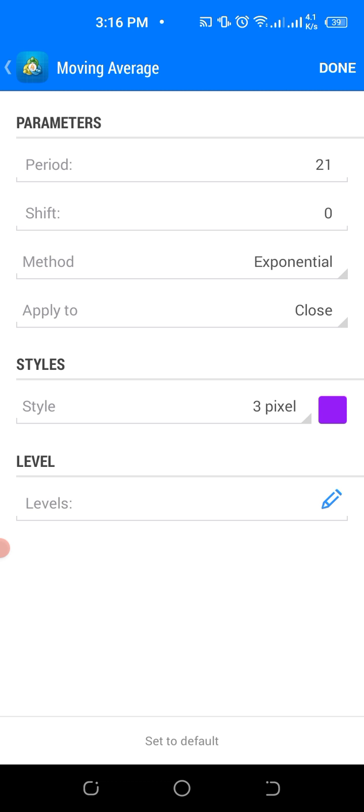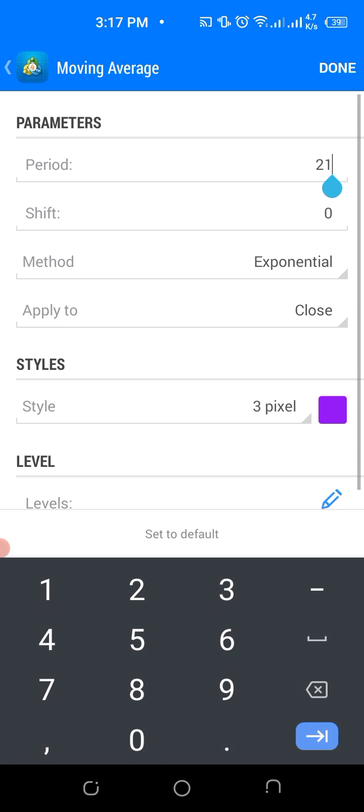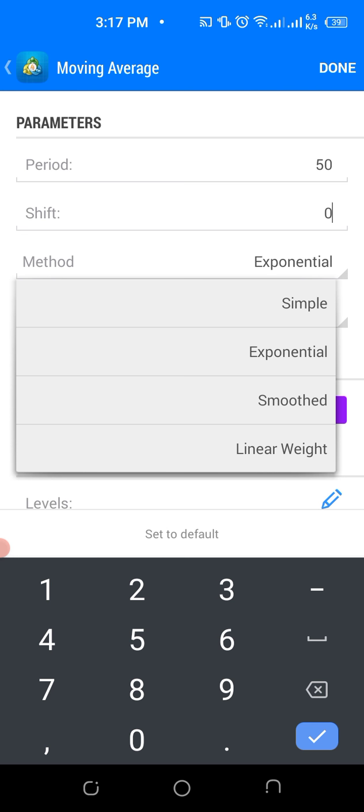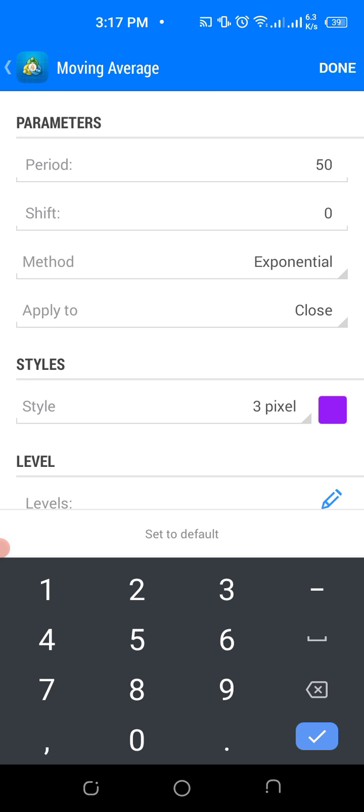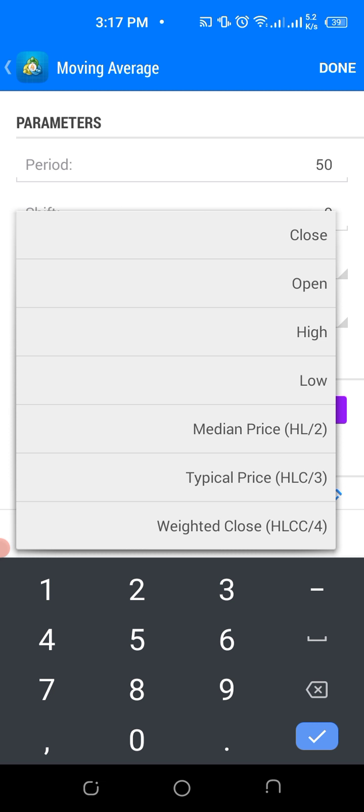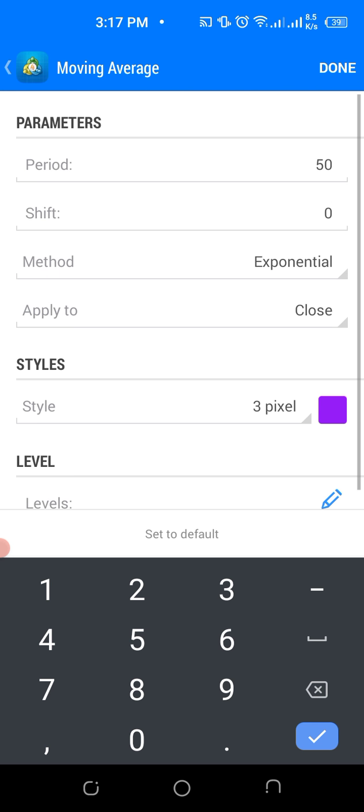Now, if you click on any one, change the period to 50. Period 50. Click on F mark. System 50, phone 50. Same. Period 50, are we done? Yes. The next one, shift 0. Method exponential. Apply to close. Is that what you have? Yes.